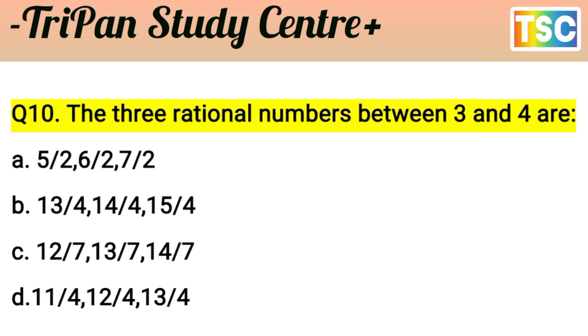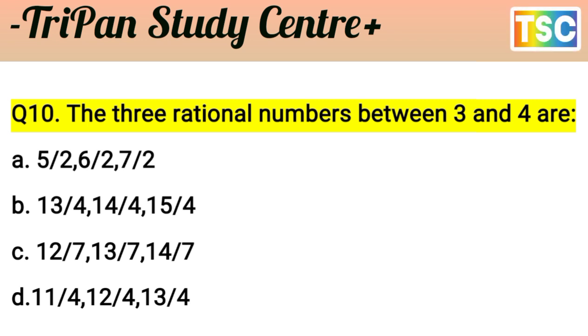The next question arrives here. That's important. The three rational numbers between 3 and 4 are. That's a textbook question, but you should calculate the answer in your notebook, because we have no technology for this. I calculate it for you. Okay, you choose an option.